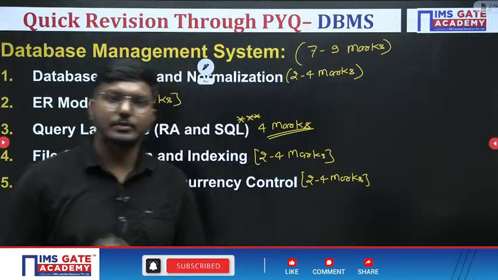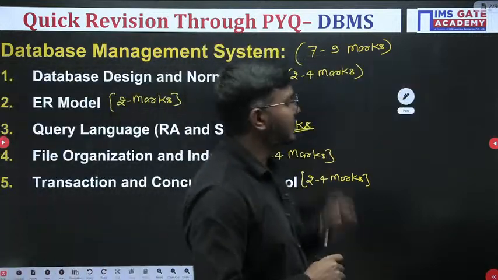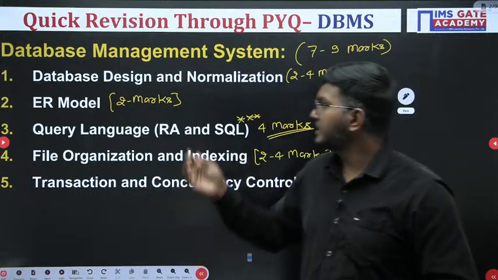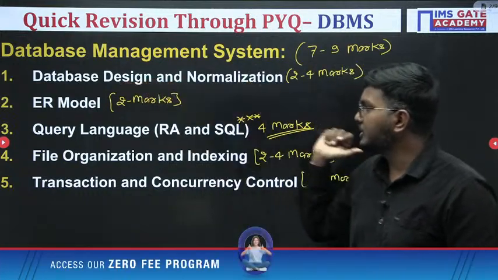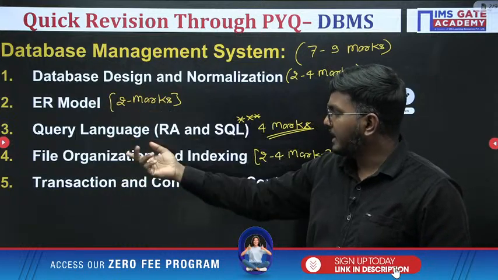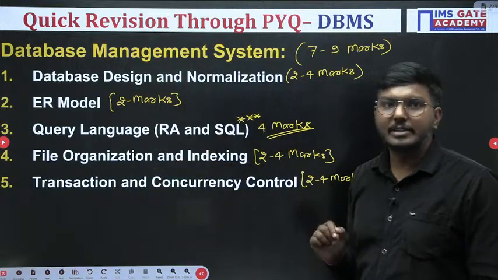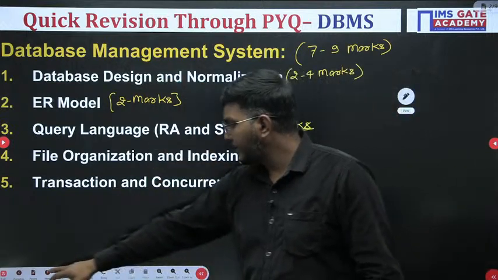Now see here, in the earlier practice session we already discussed questions on database design and normalization. Now we are going to start from the ER model, then move to query language, then file organization, and then transactions, and at the end, if time permits, we will discuss the normalization part also. Understood? Now let's go.